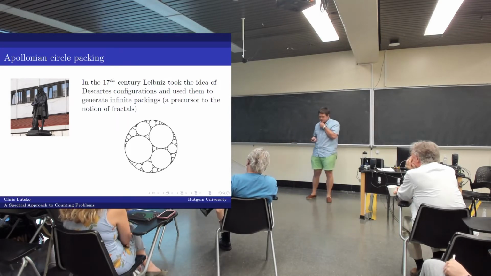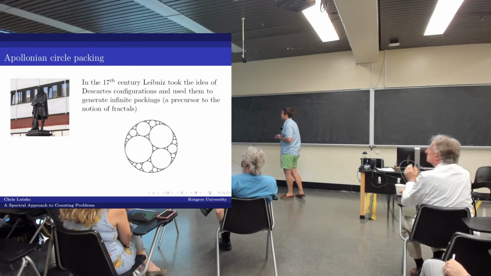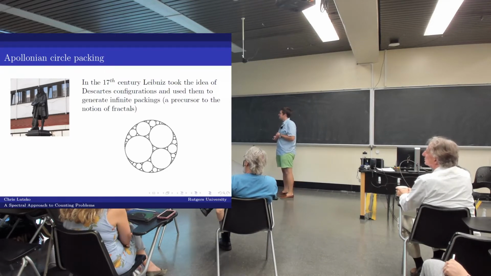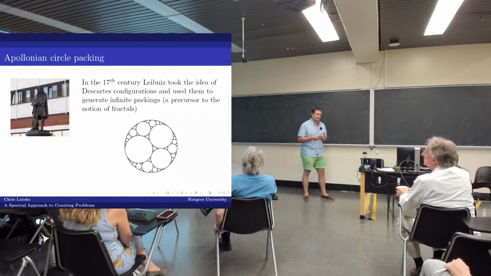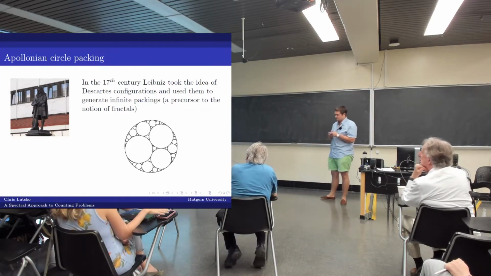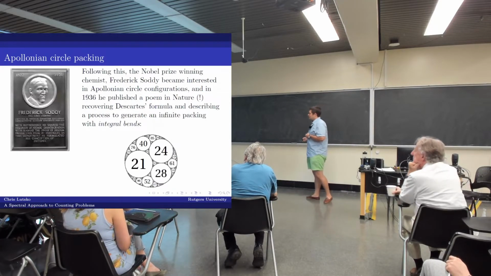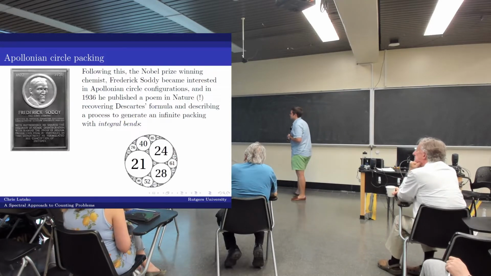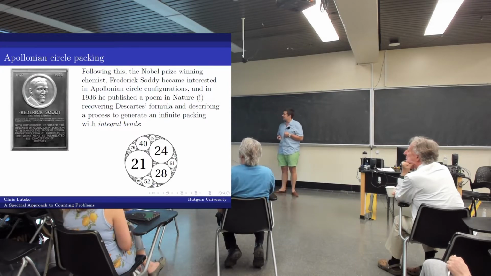Okay, the next person in this story is the Nobel Prize winning chemist, Frederick Soddy. So he won his Nobel Prize for radioactive decay, and the idea that radioactive decay is the nucleus shedding particles. But after you win your Nobel Prize, you can do whatever you want. In particular, you can publish poems in Nature.